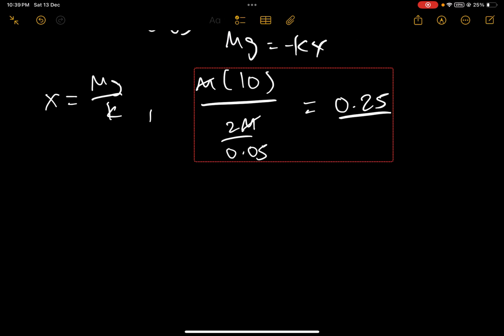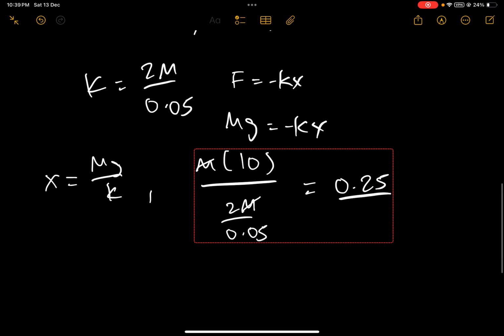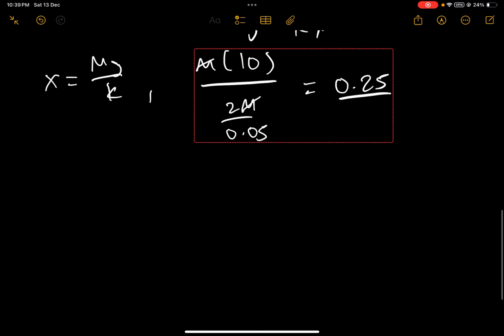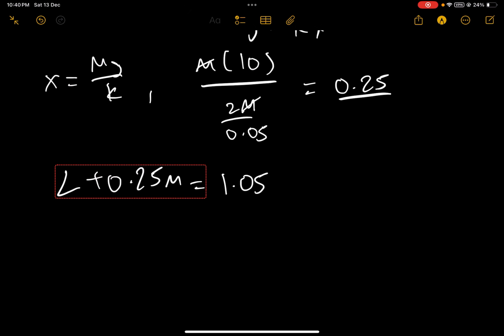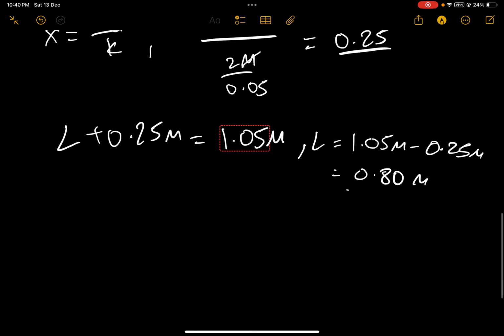Because we are using the midpoint as the value where the force is only going to come from gravity, where again kinetic energy is maximized and gravitational potential energy is 0, we can substitute this back in, which is going to be the length of the spring plus 0.25 meters must be equivalent to 1.05 as the midpoint. Hence, L is going to be 1.05 meters minus 0.25 meters, which is 0.80 meters. And you will find that this corresponds to answer B.